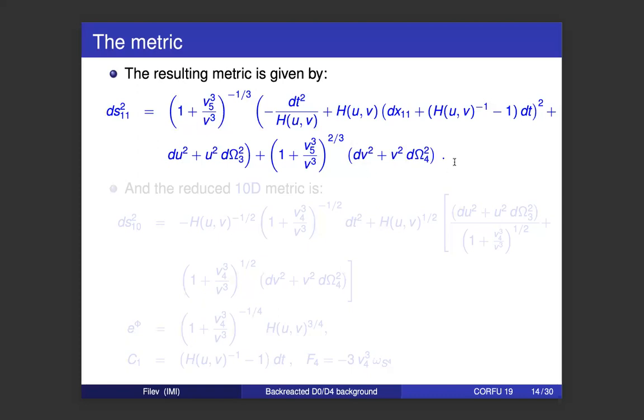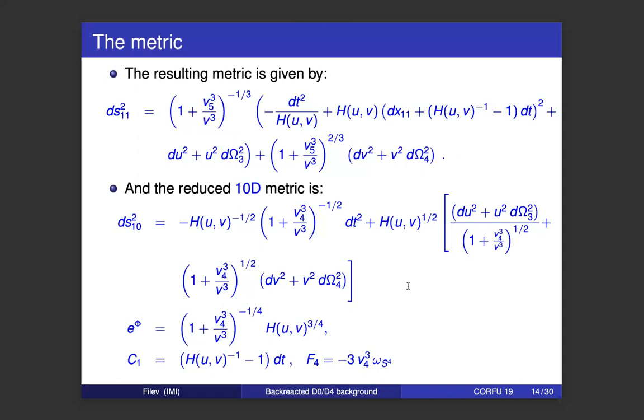All right, and this is the 10-dimensional reduction of the metric. By using the standard rules of dimensional reduction, you generate the dilaton. This here is essentially Kaluza-Klein reduction. This is the Kaluza-Klein field that would give you the Ramond-Ramond charge of the D0 brane. And the Ramond-Ramond charge of the M5 brane came from the charge of the D4 brane.